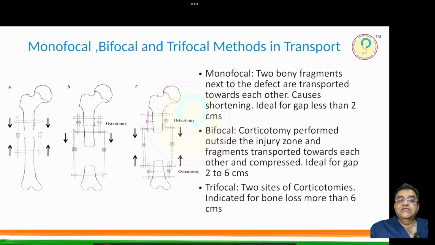And trifocal is two sites of corticotomy, when double corticotomy is done away from the injury zone, and this is indicated when bone loss is more than 6 centimeters. So corticotomy at upper part, corticotomy at lower part, and this is the gap area. So this is a technique when large bone transport or lengthening is required.